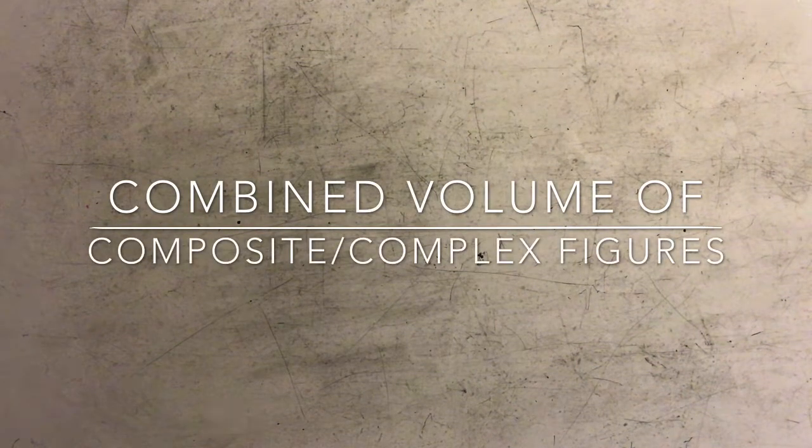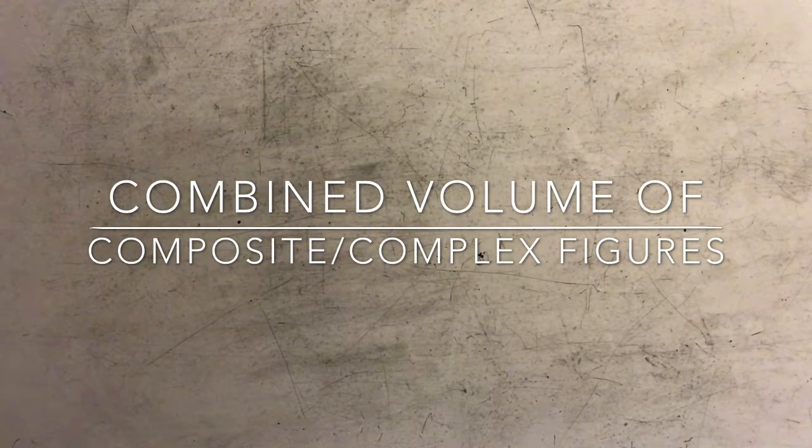Hey there. Today we're going to learn how to find the combined volume of composite figures. Composite figures, or compound figures, or complex figures, basically just means a figure that has one or more prisms attached to it.